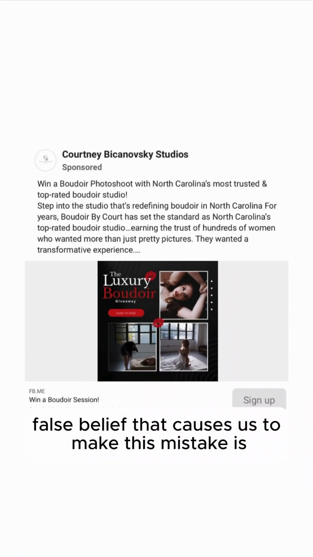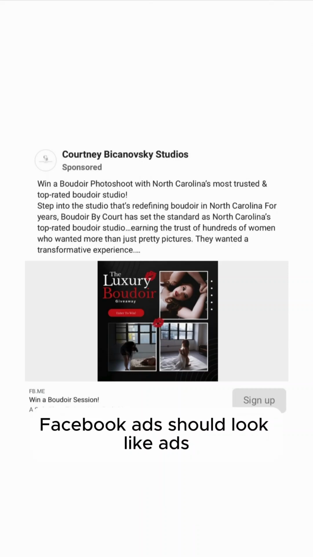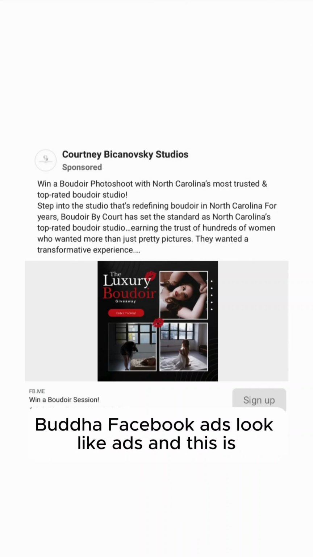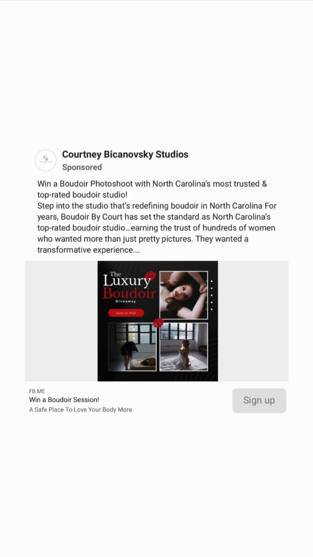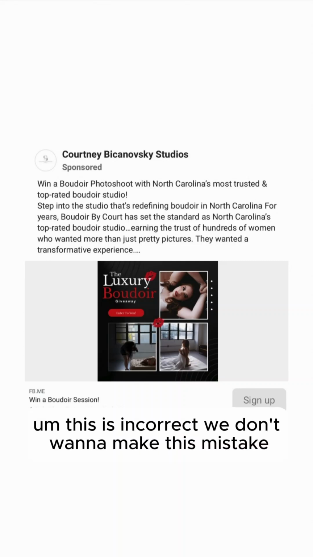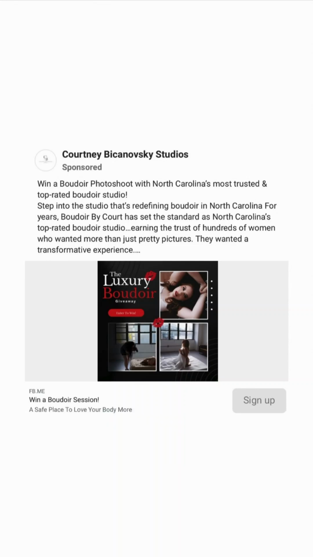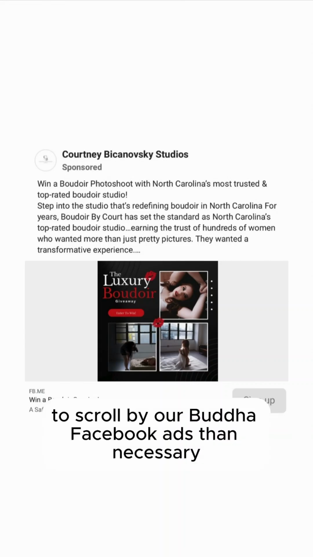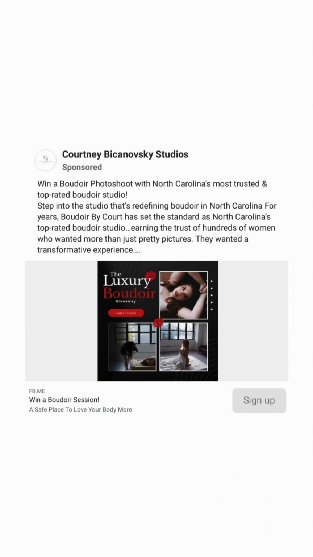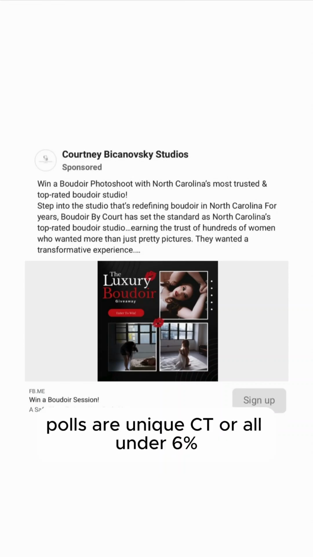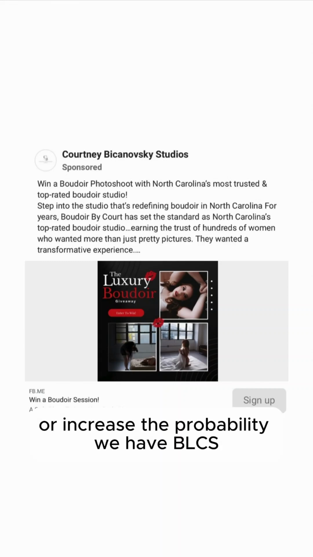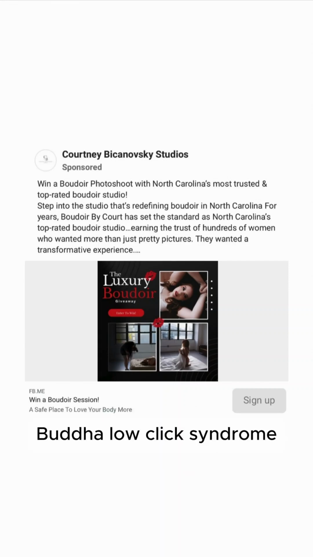The false belief that causes us to make this mistake is we believe our Boudoir Facebook ads should look like ads because nearly every other Boudoir photographer's Boudoir Facebook ads look like ads. And this is incorrect. We don't want to make this mistake. What actually happens is it causes way more women to scroll by our Boudoir Facebook ads than necessary, pulls our unique CTR under 6%, and increases the probability we have BLCS, Boudoir low click syndrome.